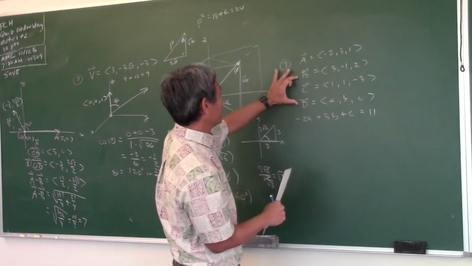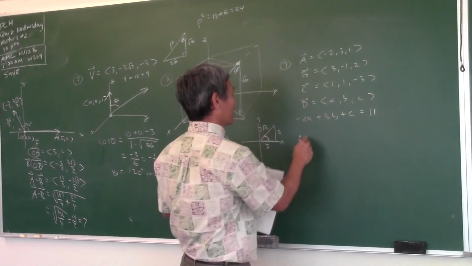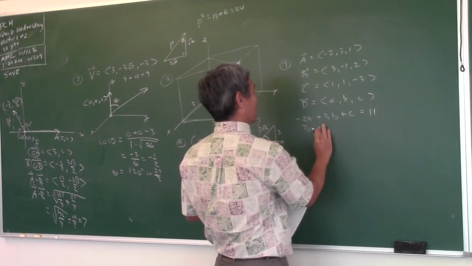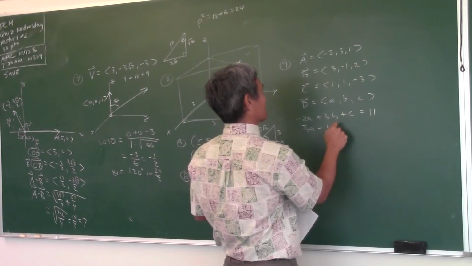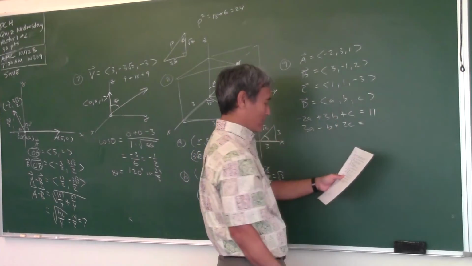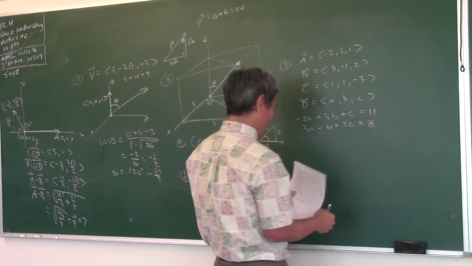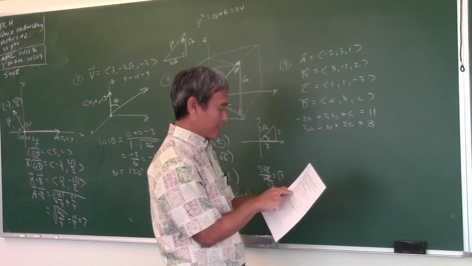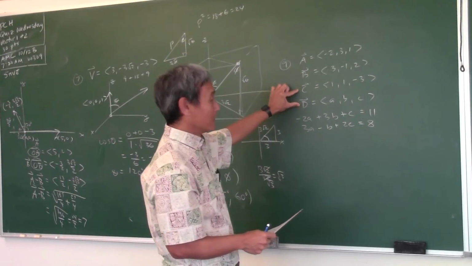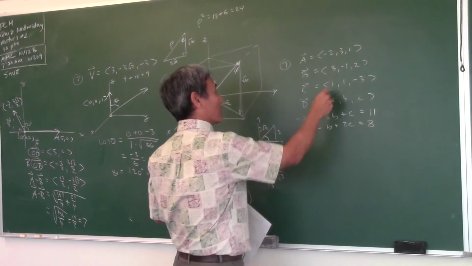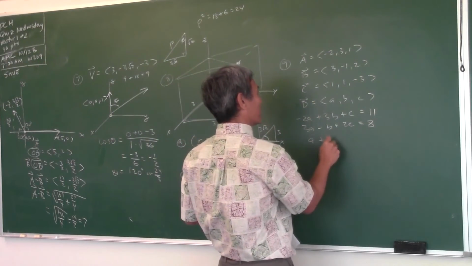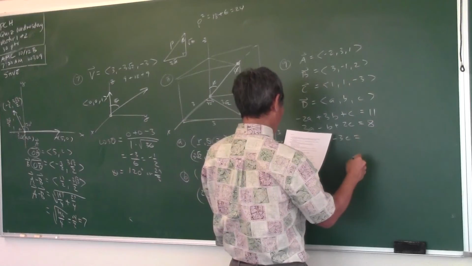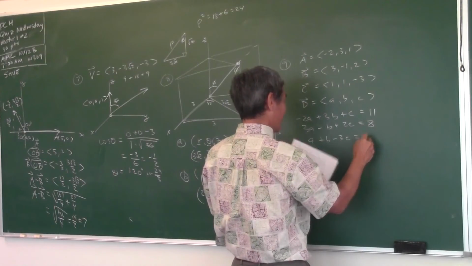So here's B and D. How do you find the dot product? You multiply the X components, and then the Y components, and then the Z components, and that's got to equal, I forget the number already, 8. And then finally, the dot product of C and D is -3. So multiply the X components, the Y components, the Z components, that's got to equal, I forgot the number already, -3.